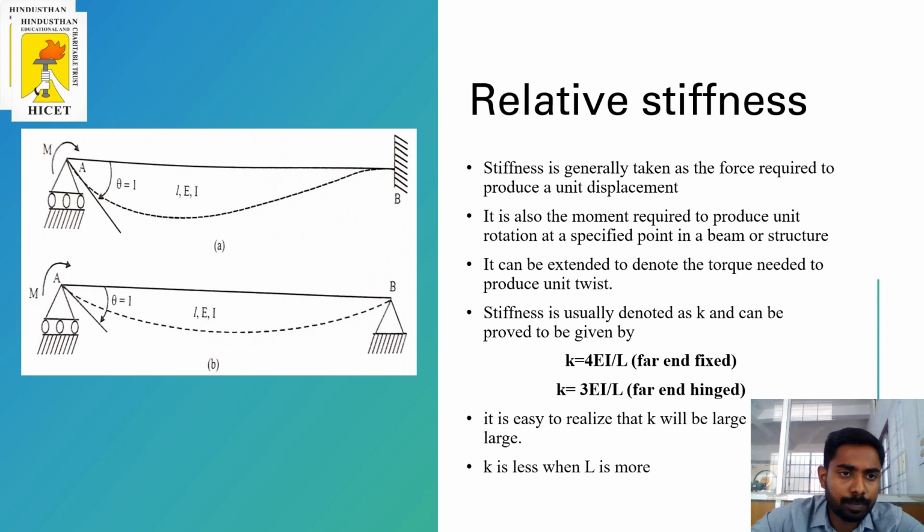Look at this figure. That is the displacement. The force here is a moment. By applying a moment, it can go into a displacement, that is the theta value, equal to 1, that is the unit displacement. That is the definition of relative stiffness: the force required to produce the unit displacement, that is, theta is equal to 1.